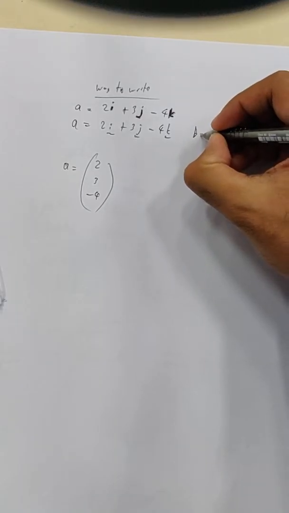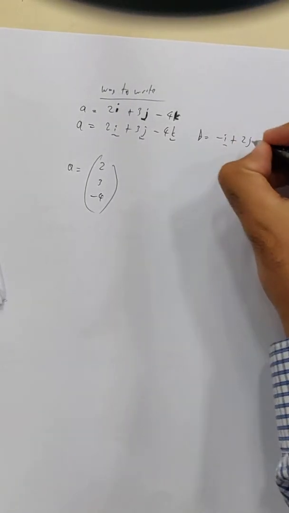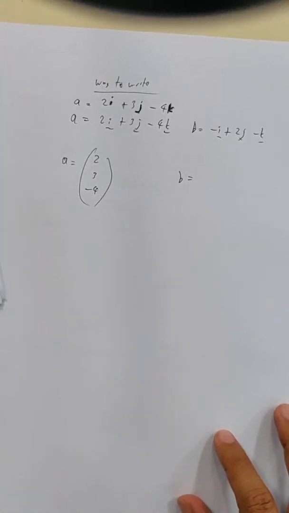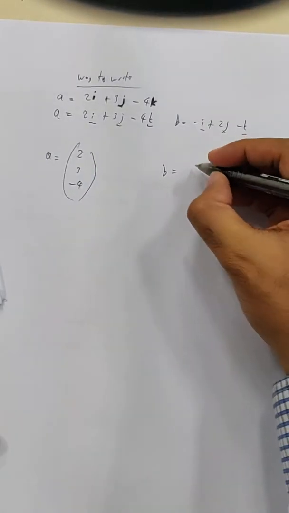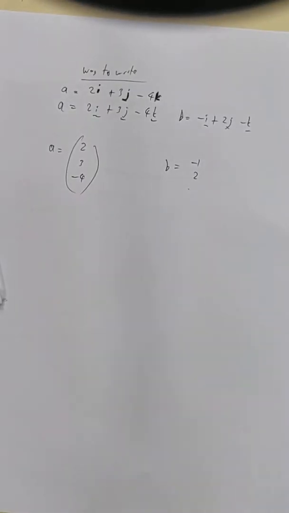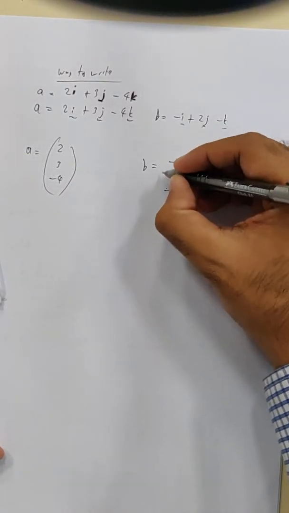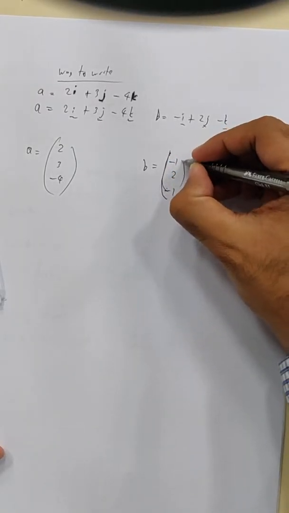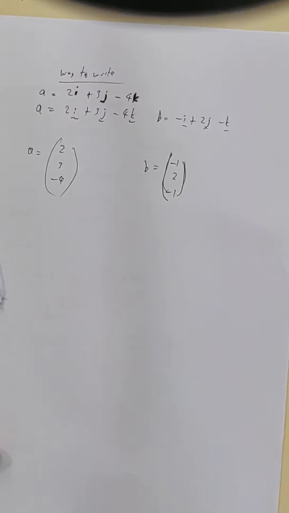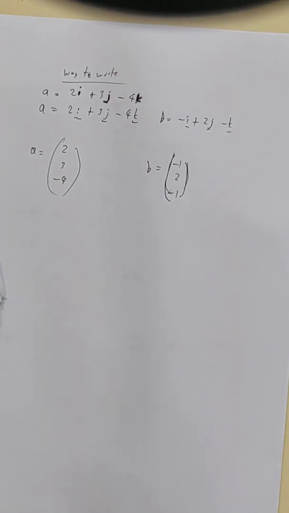Okay, so let's begin. If I were to write down B equals -i plus 2j minus k, it will be what? B equals what? Negative 1, 2, negative 1, sorry about that. My screen is not the same as your screen. For those who are asking, sir, what is ijk? It's sort of the xyz coordinate axes.